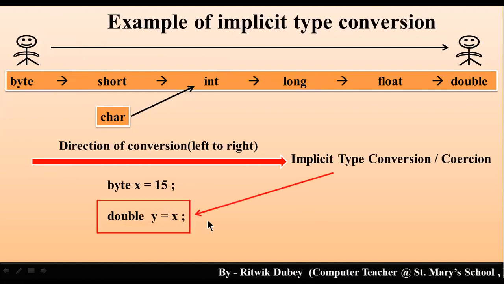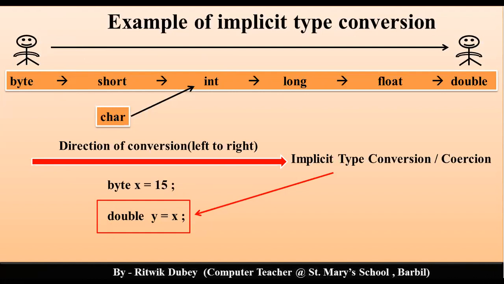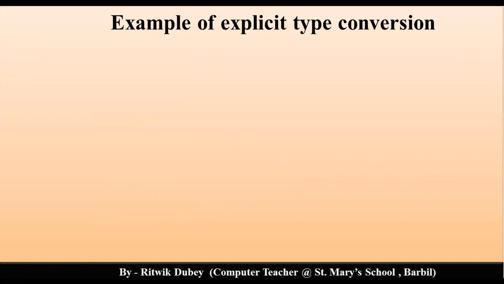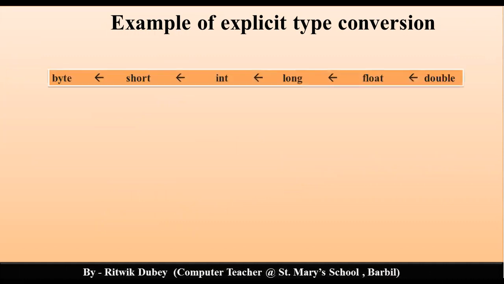It is implicit type conversion, or we can say coercion. Clear? Now, an example of explicit type conversion. Explicit means which is not done by the compiler automatically, for which the programmer will be responsible.